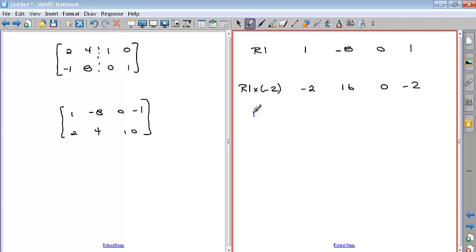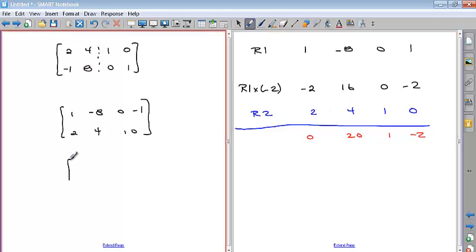Then I'm going to take row 2, write that down here. So that's 2, 4, 1, 0. And then I'll add those together. So I'm going to take 2 times row 1 and add it to row 2, so I get 0, 20, 1, negative 2. Just add these two. So that's my new row 2. So let me go ahead and write that out. So I have row 1, which stays the same as the previous step, and replace row 2 with 0, 20, 1, negative 2.